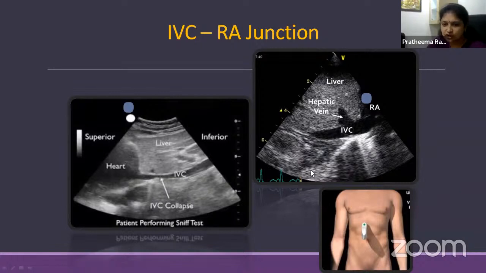So this is basically monitoring the fluid level, the volume in the patient. If the IVC collapses very well during deep breathing, then we know that the patient can accommodate more fluids. If we see something like this and the IVC is full, then we must think twice before giving the fluid. And next to this, we always do a lung ultrasound to look for B lines.